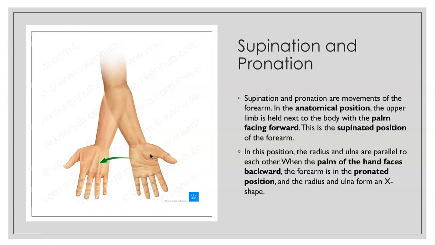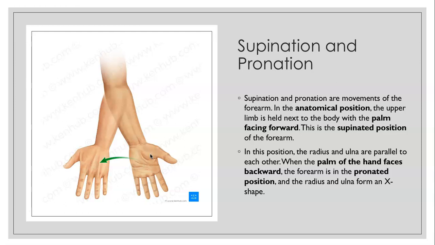Supination and pronation are movements of the forearm. And when we're looking at the anatomical position, remember the anatomical position is arms down at your side, palms facing forward. The upper limb is held next to the body with the palm facing forward. That is supinated position of the forearm. Okay? And then if we go to the opposite, maybe how you normally stand with your palms facing backwards, that is called the pronated position.